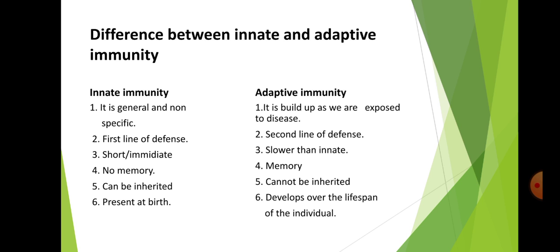Innate immunity can be inherited from one generation to another generation, while adaptive immunity cannot be inherited from one generation to another generation. Innate immunity is present at birth, while adaptive immunity develops over the lifespan of the individual.